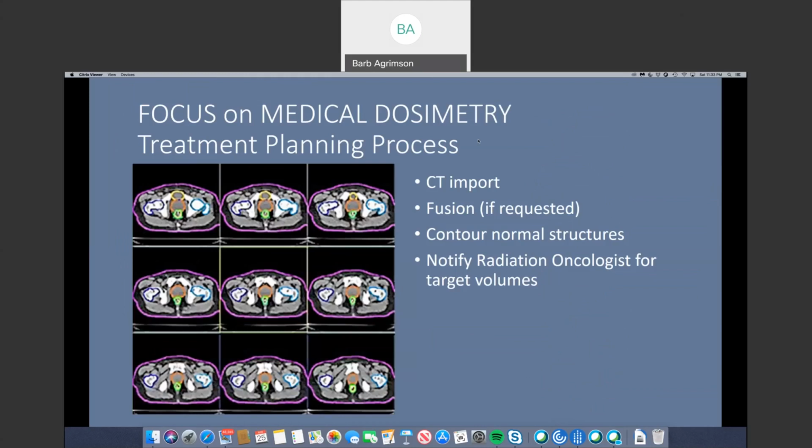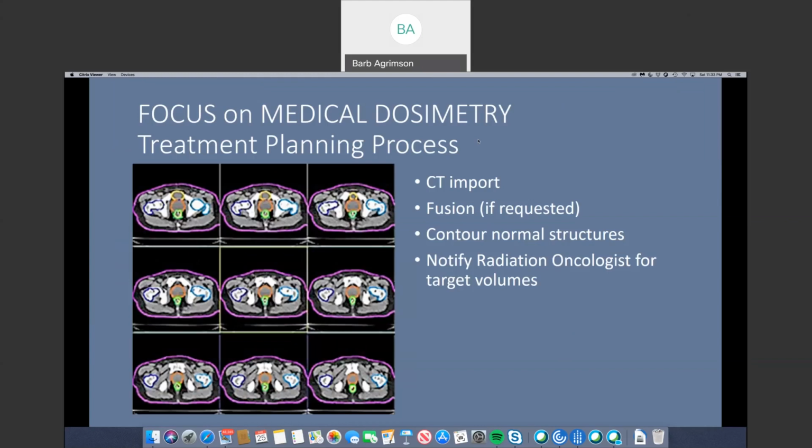So now I'm going to focus more specifically on the medical dosimetry component of the radiation therapy department. This is where the treatment planning process all happens. After the CT simulation, the dosimetrist will import the CT images into the treatment planning computer in dosimetry. They'll discuss with the radiation oncologist any additional imaging the physician would like, such as an MRI, PET scan, or a CT scan. Those images then will be fused to the planning CT.